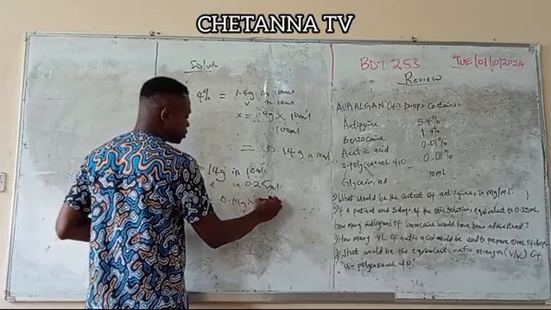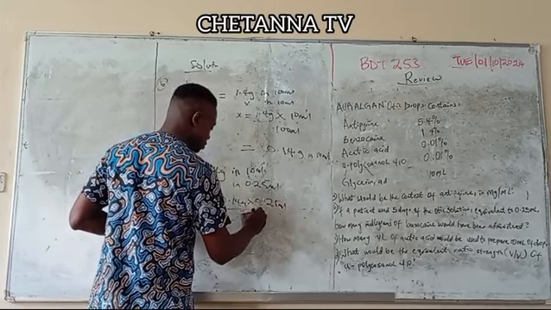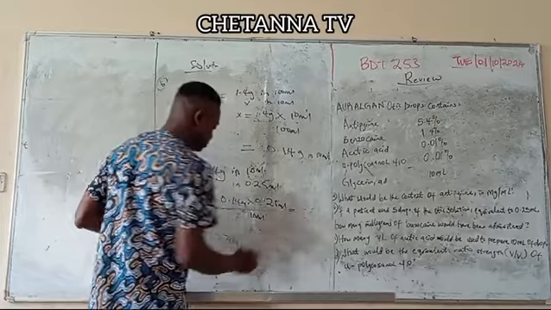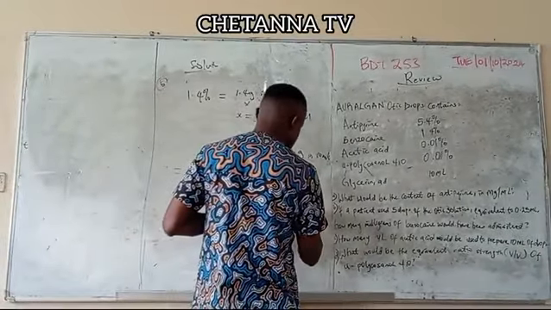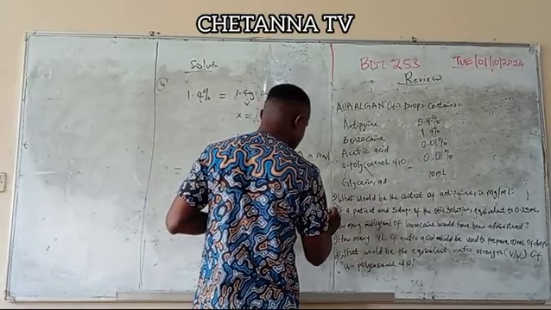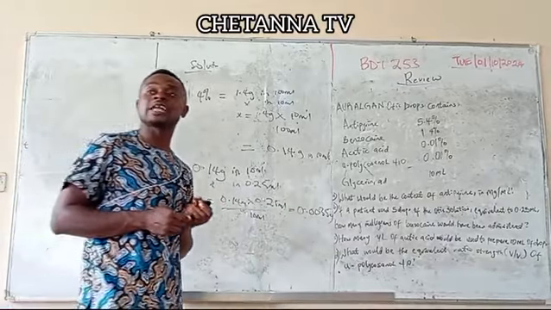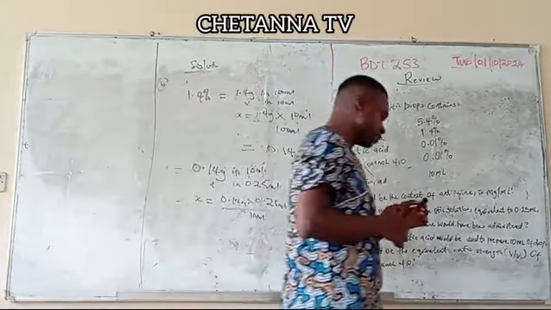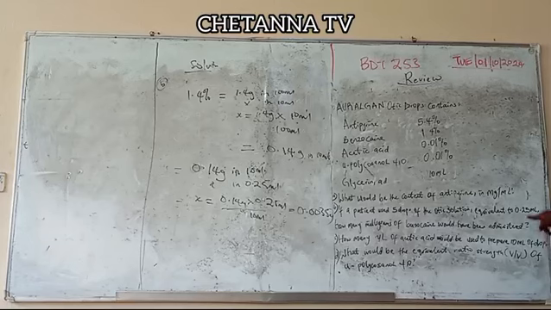Times 0.25 over 10. What's the answer? 0.0035 gram. Are we together? So 0.0035 gram of benzocaine will be in 0.25 mil, right? But we are asked to define it in what?